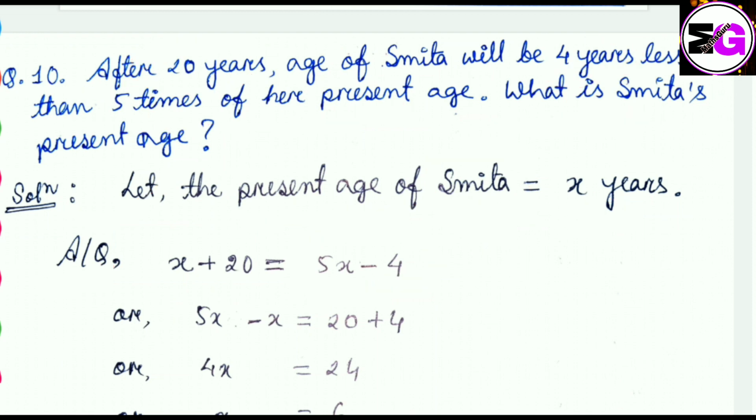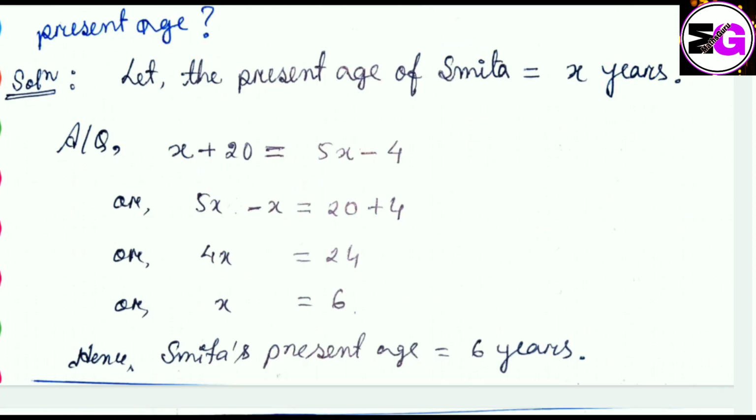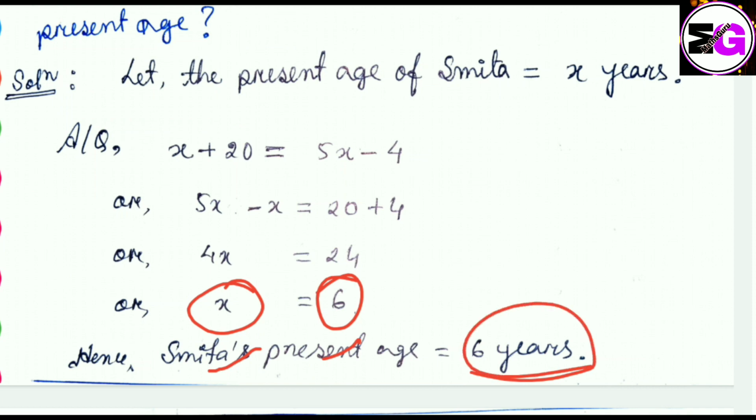After solving this, 5x minus x and 4 on the other side, so 20 plus 4, that is 5x minus x is 4x equals 24, or x equals 6. So Smita's present age is 6 years, which is our required solution.